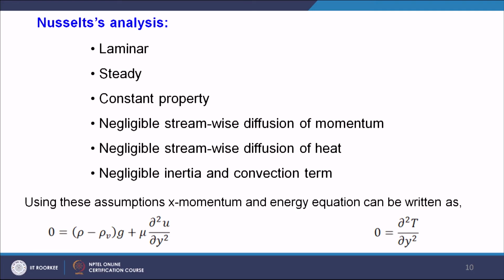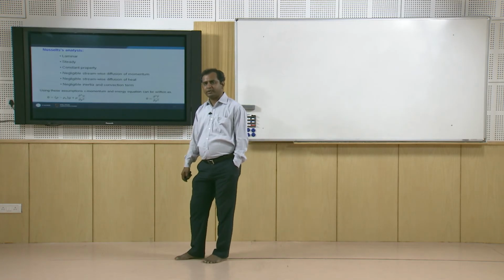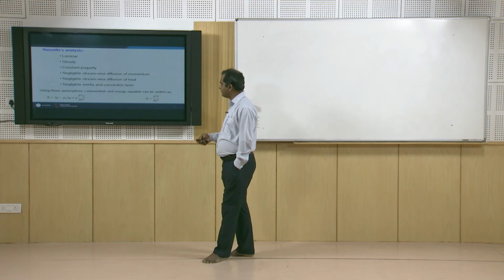And from the energy equation we get the very simplified form del square T del y square equals 0, because streamwise diffusion and convection in the energy equation have been neglected as per the Nusselt analysis.